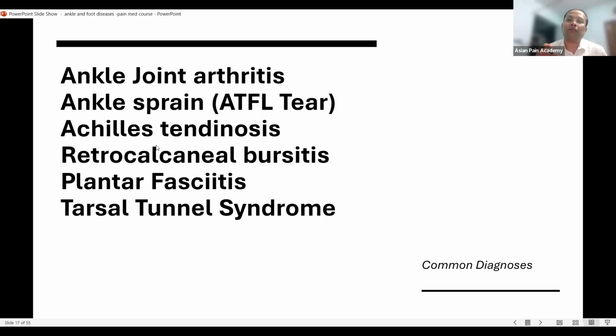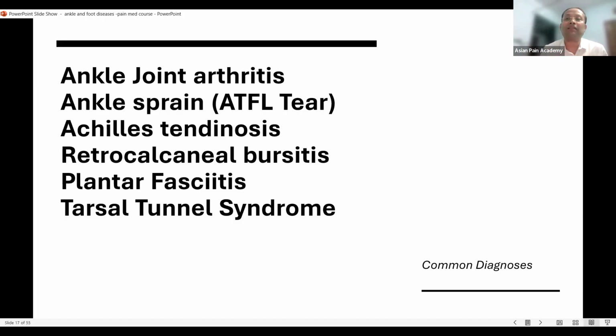So here Achilles tendinopathy can be a combined term for all these things. Then comes retrocalcaneal bursitis. I told you, among all bursitis, retrocalcaneal bursitis is common, and mostly it is found with Achilles tendinitis or tendinosis. Then comes plantar fasciitis.